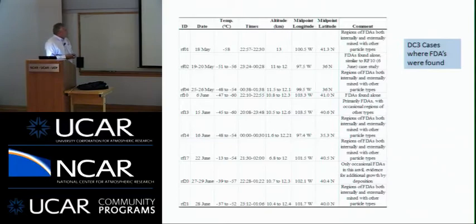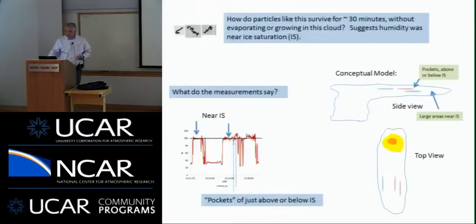Unfortunately, most of them were at cold temperatures. But there was one case where we had a warmer temperature, so I want to say a little bit more about that. One question to ask is, how do the particles survive for 30 minutes without evaporating or growing? It would suggest that the humidity was probably close to ice saturation. And we have the measurements to check that, which I showed earlier. In fact, for much of this cloud, the saturation was near ice saturation. And so that's really probably the explanation for why particles like this can exist for fairly long periods of time.